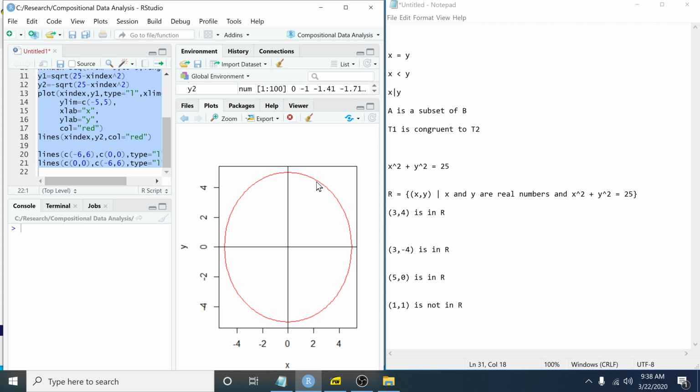And so, for example, the ordered pair 3 comma 4 is up here on this graph. The ordered pair 3 comma negative 4 is down here. 5 comma 0 is over here. But the ordered pair 1 comma 1 is here in the center. And of course, this is a circle. It's interior to it.